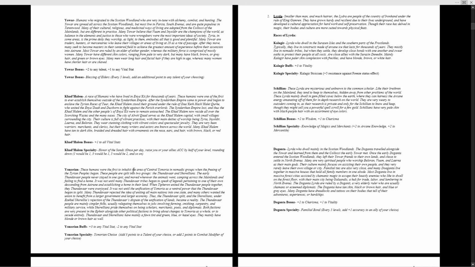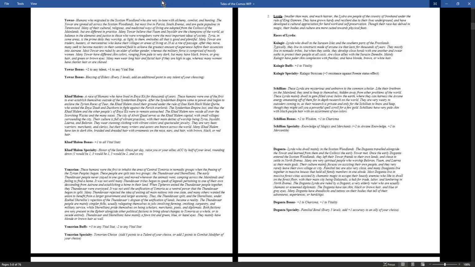So the last one that we're going to be talking about is the Ismorian. These humans were the first to inhabit the area of central Ismoria in nomadic groups when the freeing of the Tyrian peoples began. These people are split into 2 groups, the Thundavar and the Shurelians. The early Thundavar people never stayed in one spot and moved wherever the animals went, camping across the mainlands and failing to find a home. It was not until many Thundavar tribes began to speak of legends pertaining to one of their own descending from Arun and establishing a home on their land.